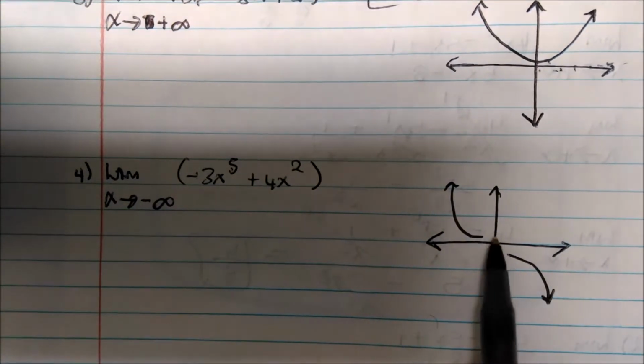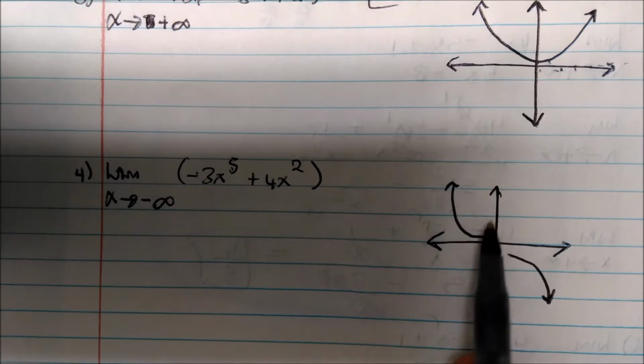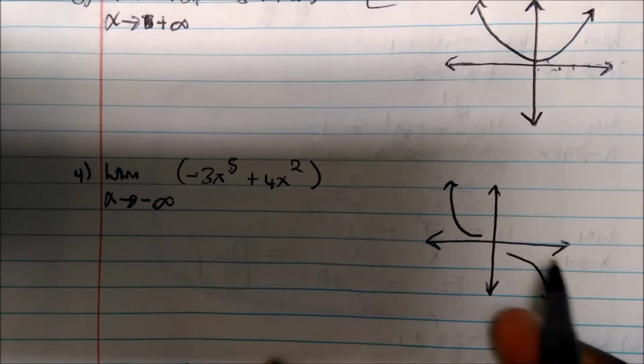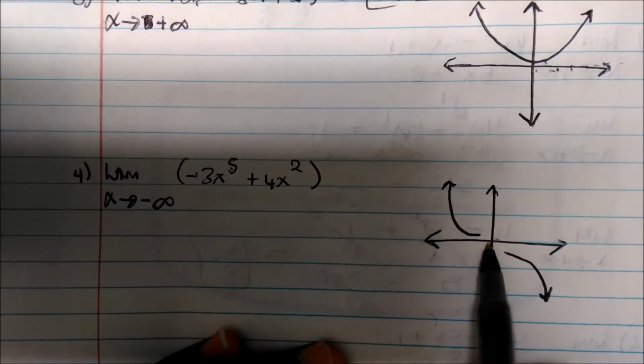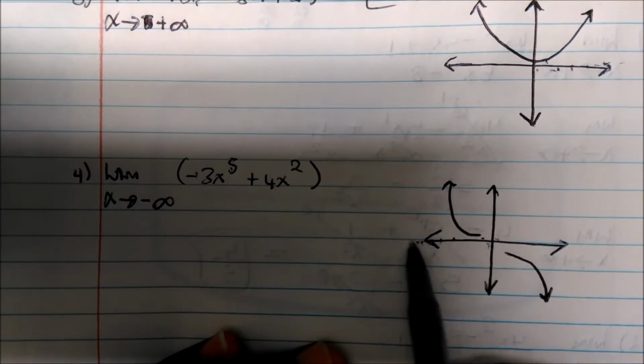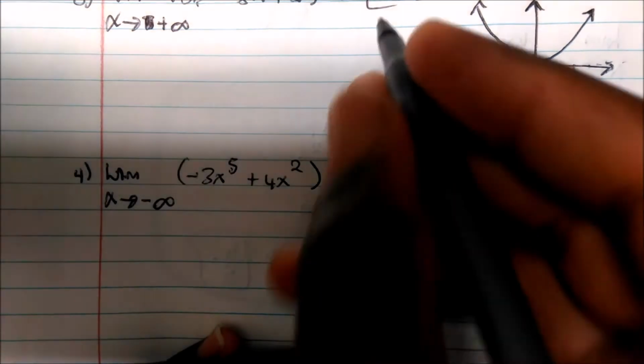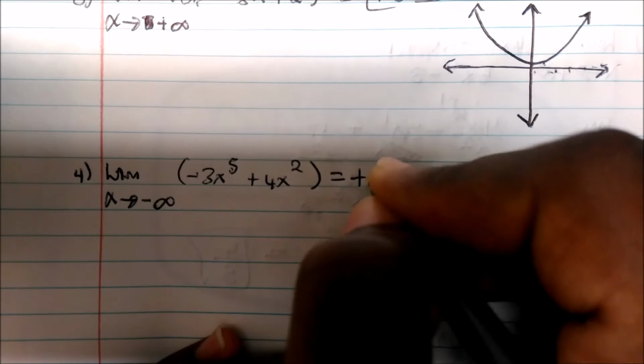Yes? I do not connect the middle because there could be a bunch of stuff going on. It could be crossing, touching, so it doesn't matter. So the limit as x approaches negative infinity, you can see the y value approaching positive infinity. So the answer to this is positive infinity. Let's look at this one.